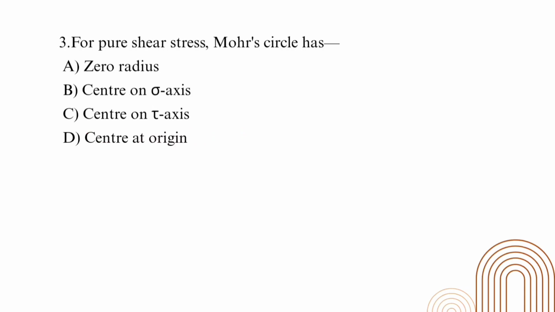Now the question number 3. For pure shear stress, Mohr's circle has: option A, 0 radius, option B, center on sigma axis, that is normal stress axis, option C, center on tau axis, that is shear axis, and option D, center at origin. And the correct answer is center on sigma axis, that is normal stress axis. For pure shear stress, Mohr's circle has center on normal stress axis.